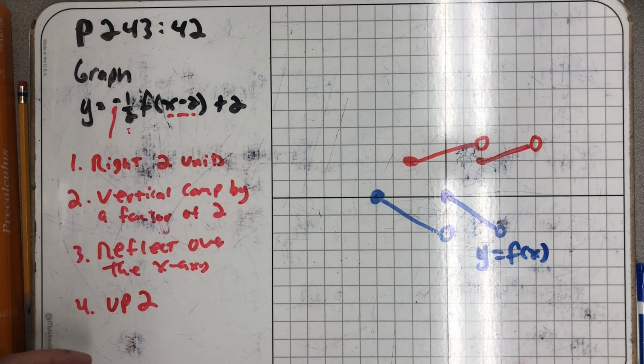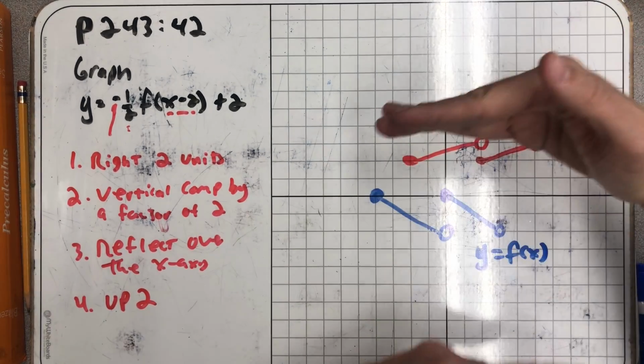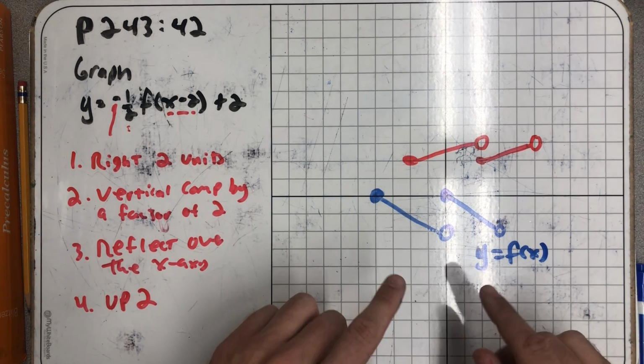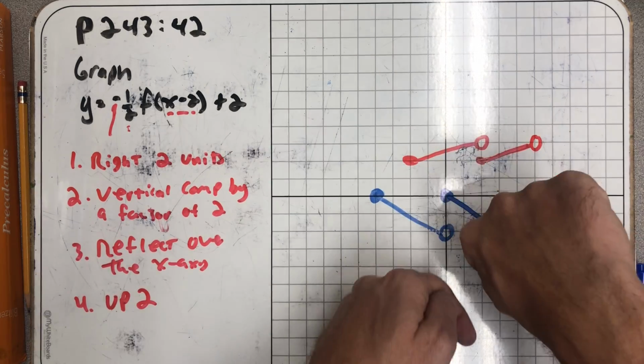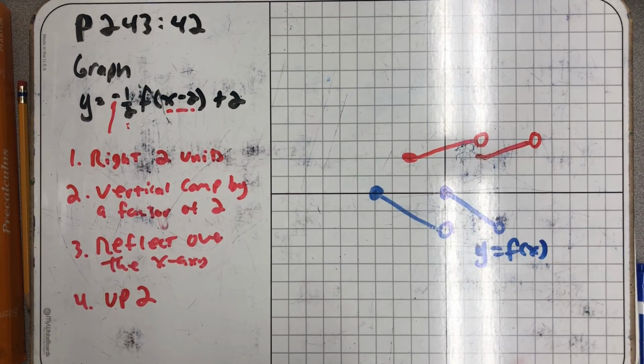It's been moved right 2 units, vertically compressed by a factor of 2, and that's why we notice that the slope's different, right? It got squished in the vertical direction. Reflect over the x-axis, that's why they're going up instead of down, and then finally up 2 units to where these points end up. All right, hope that helps. The next videos will come from section 1.7.